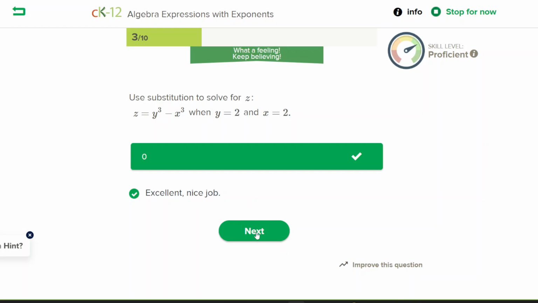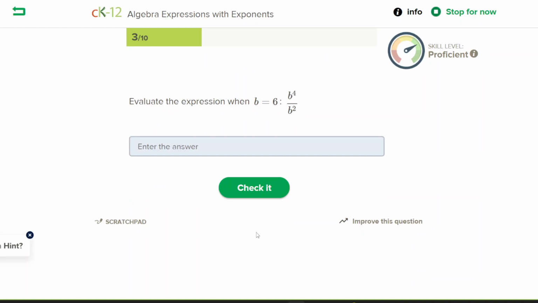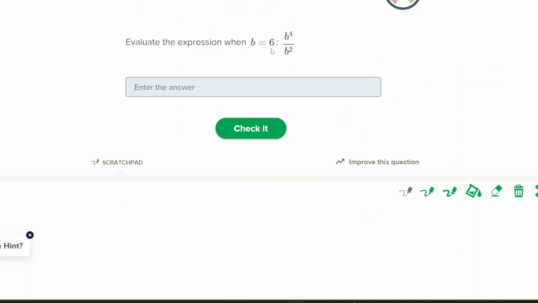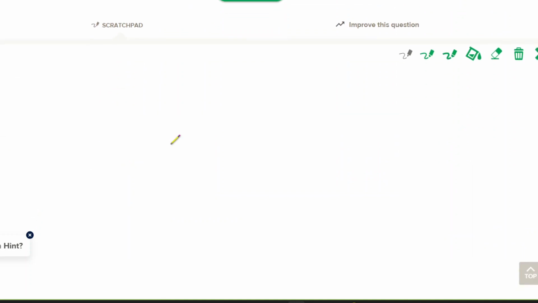All right, so moving on. Example 4. So this is another expression with exponents. And we have b to the fourth power divided by b to the second power. And we're replacing b with the number 6. So I'll write that expression. We have b to the fourth power divided by b to the second power.